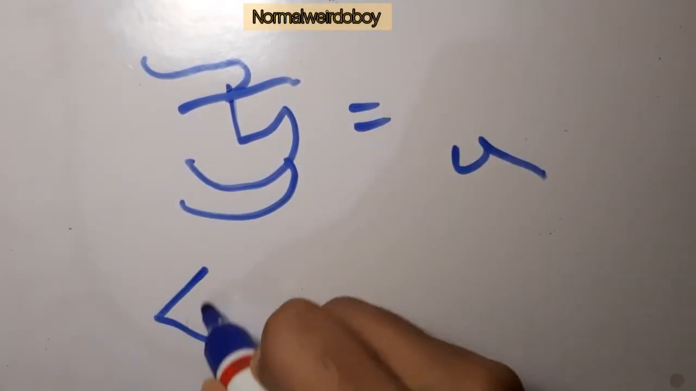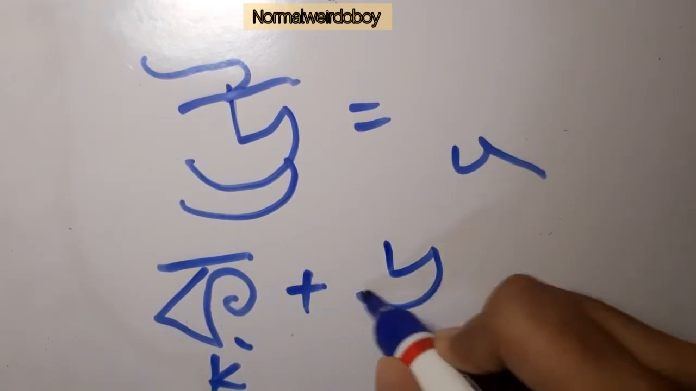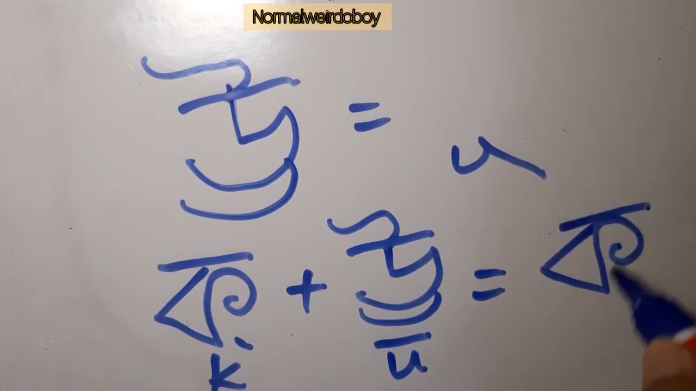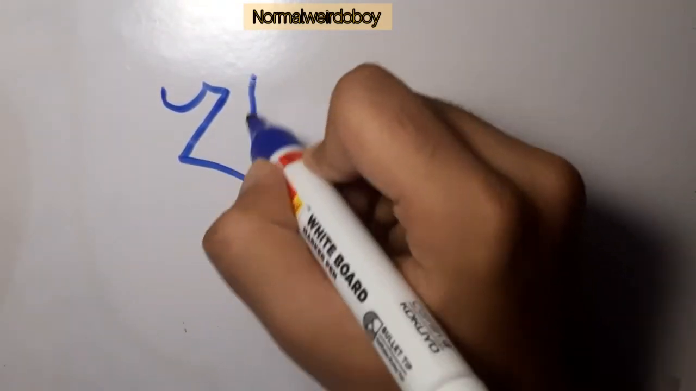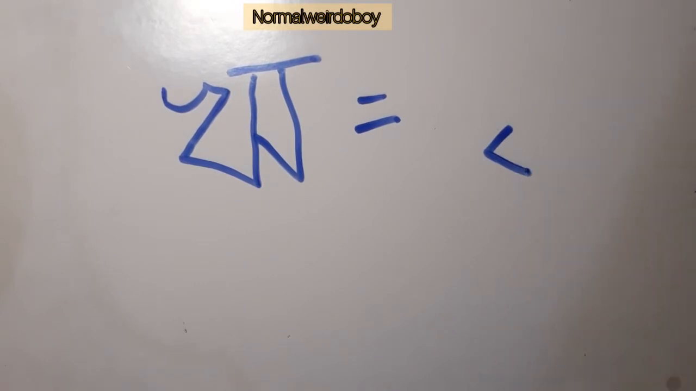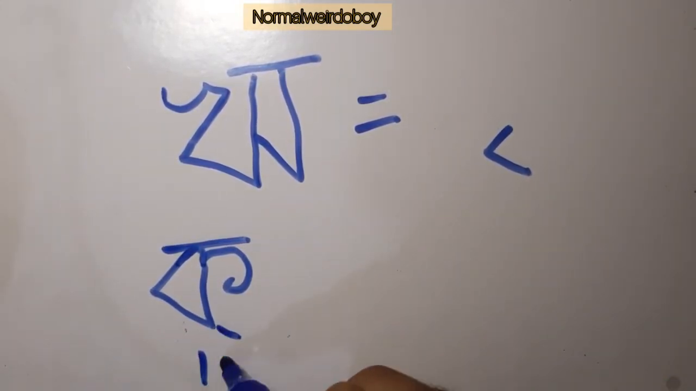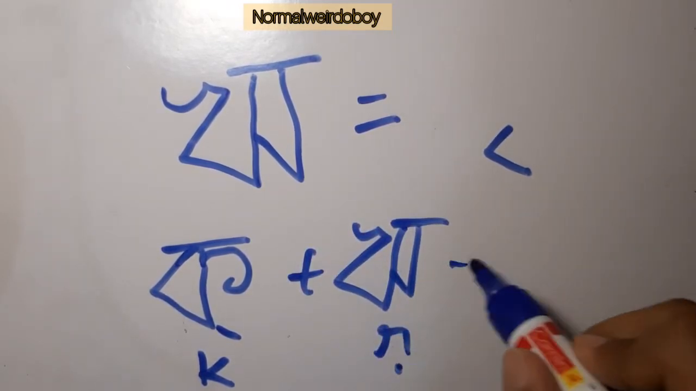Dirghou: Ka plus Dirghou becomes Ku. Ri: Ka plus Ri becomes Kri.